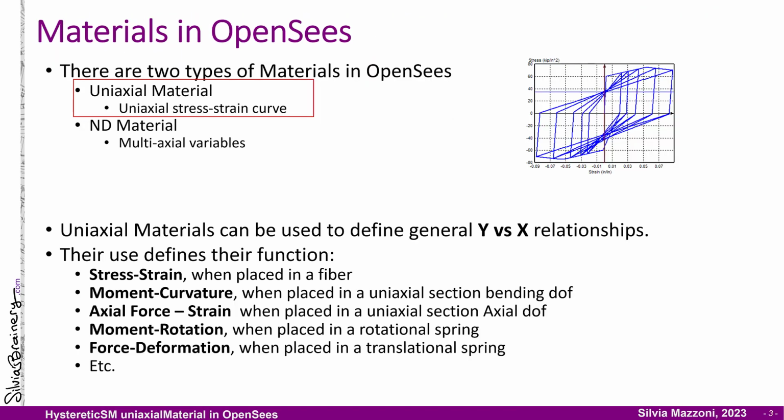Going back to the basics of uniaxial materials in OpenSees, a uniaxial material defines a stress-strain curve, but it really just defines a y versus x relationship. So you can use it to define stress versus strain when you place it in a fiber. But if you place it in uniaxial sections, it really depends on the degree of freedom. It could be moment curvature, shear force versus strain, or axial force versus strain as well. Or if you put it in a spring, same thing. You could look at moment rotation or force deformation. So it really depends where you put it, and all you're defining is this hysteretic response in a single degree of freedom in the two directions, positive and negative.